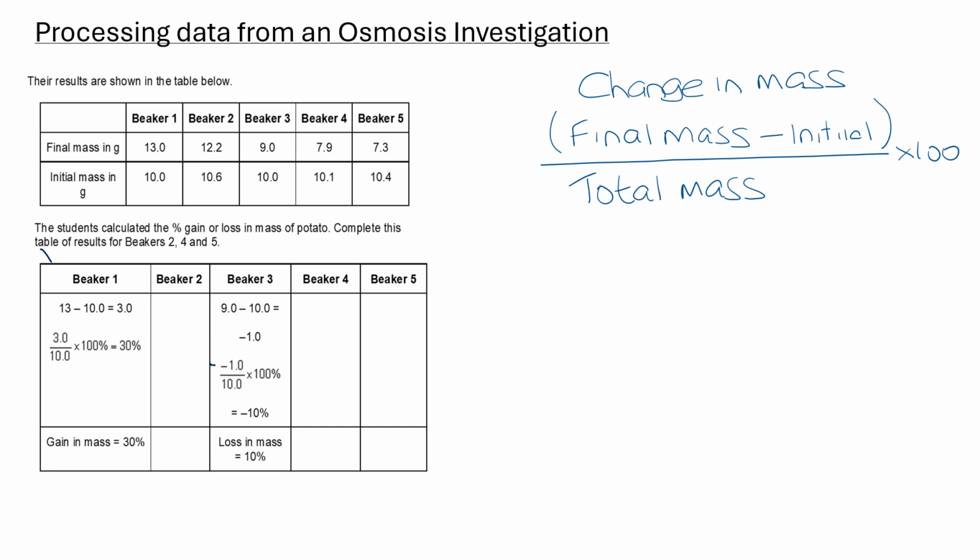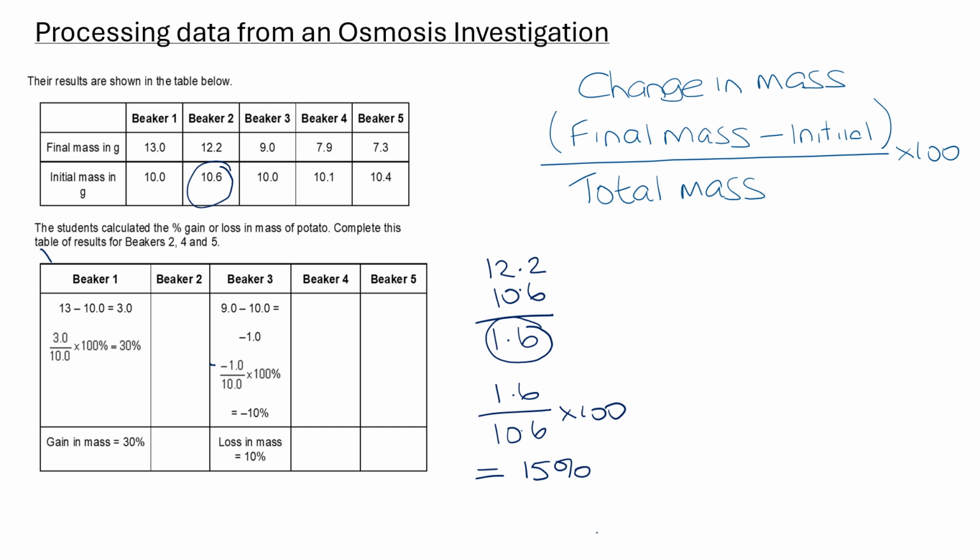So change in mass is 12.2 minus 10.6. That gives us a value of 1.6. We would use the change in mass then divided by the total mass at the beginning, which is 10.6, times by 100. You can use your calculator and you would get a value of 15%, and it's a positive number, so therefore it indicates that it gains mass.